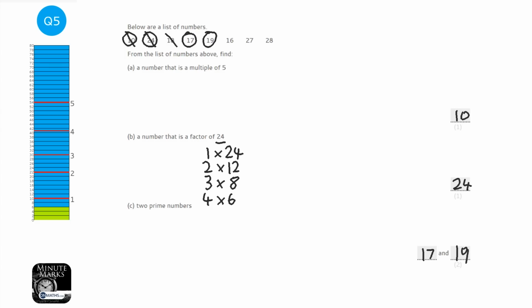Let's go through the rest to make sure. So 16 is 2 and 8, so that's not a prime number. And any even number apart from 2 is not going to be a prime number. 2 is the only even prime number. 27 looks like it might be, but actually 3 times 9 is 27, so it's definitely not. And 28 is another even number. So it looks like we found the 2 prime numbers.